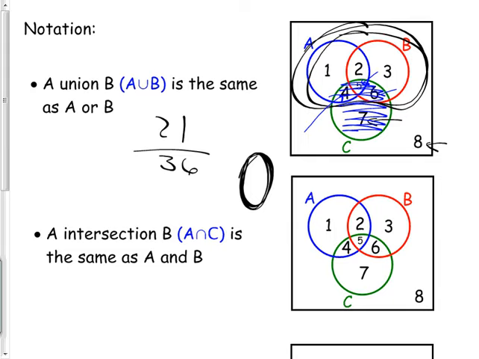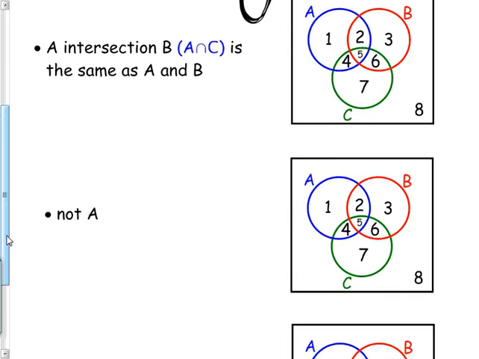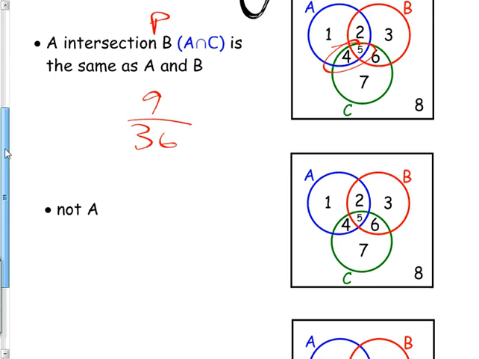Okay, moving on. Everybody try this next one. The intersection of A union C. What I want is the probability of that. Probability of getting A intersect C. Remember, these numbers all add up to 36. What's the probability of A intersect C? The intersection of A and C is these two. You should have said 9 out of 36. Raise your hand if you had that one right. Okay, good.